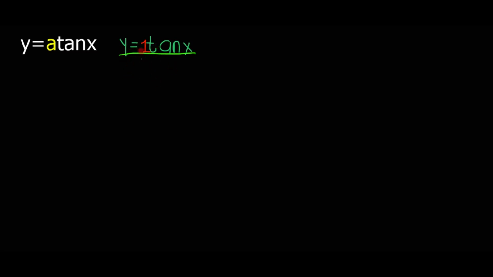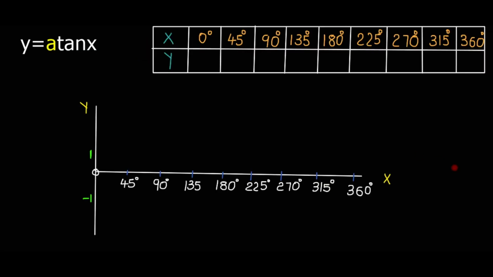So we will use the table method to draw this graph. So now we have our table. Remember to draw the graph of y is equal to tan x, where the value of a is positive 1, we look at the points in this table. We have 0, 45, 90, 135, 180, 225, 270, 315 and 360. We look at this scale going up by 45. So we add 45: 0, 45, and then we add 45.